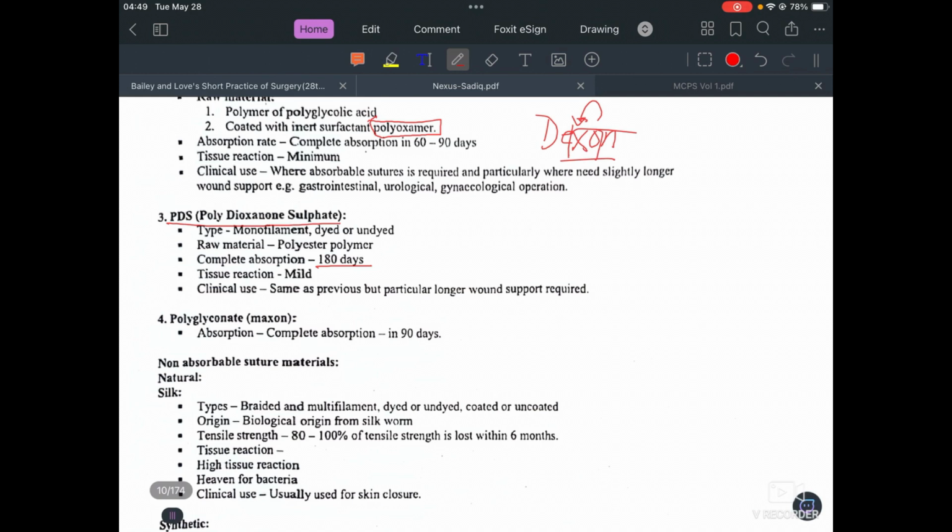Polyglyconate Maxon, actually it is not familiar to us, that is Maxon. The polyglyconate absorption, complete absorption in 90 days, Maxon.